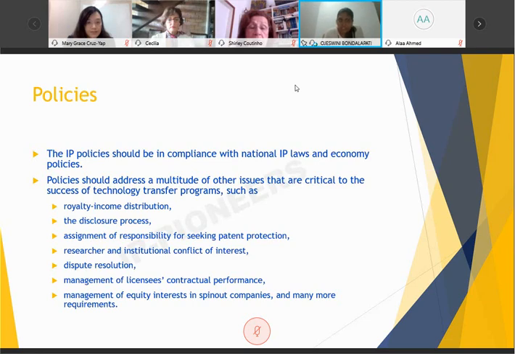Coming to the policies, what are the main components of technology transfer policies? They should mainly cover the disclosure process, the assignment of responsibility for who is seeking the patent protection, dispute resolution among the parties, the royalty income distribution, the management of license and contractual performance, etc. But we should also keep in mind that these policies, whatever they draft in their own region, should be compatible with their own national laws, especially national IP laws and economy policies.